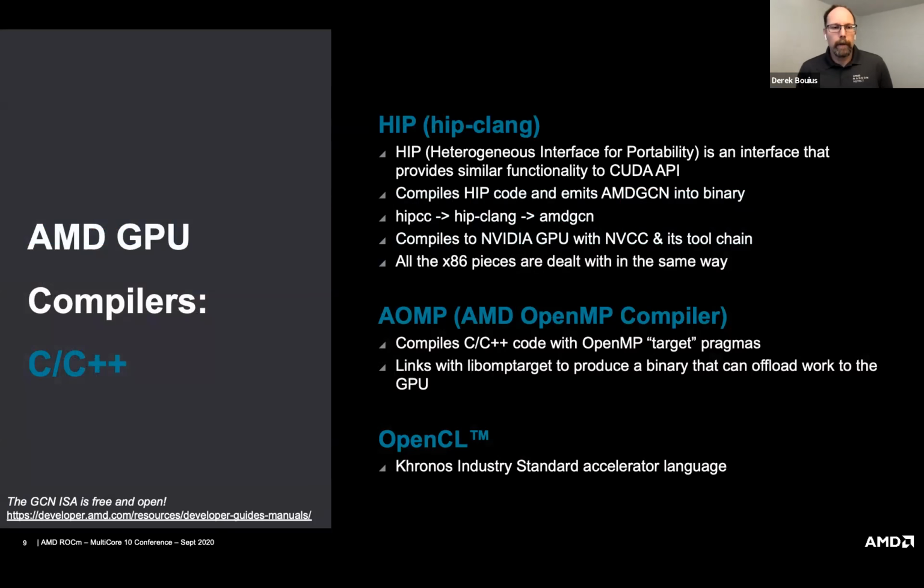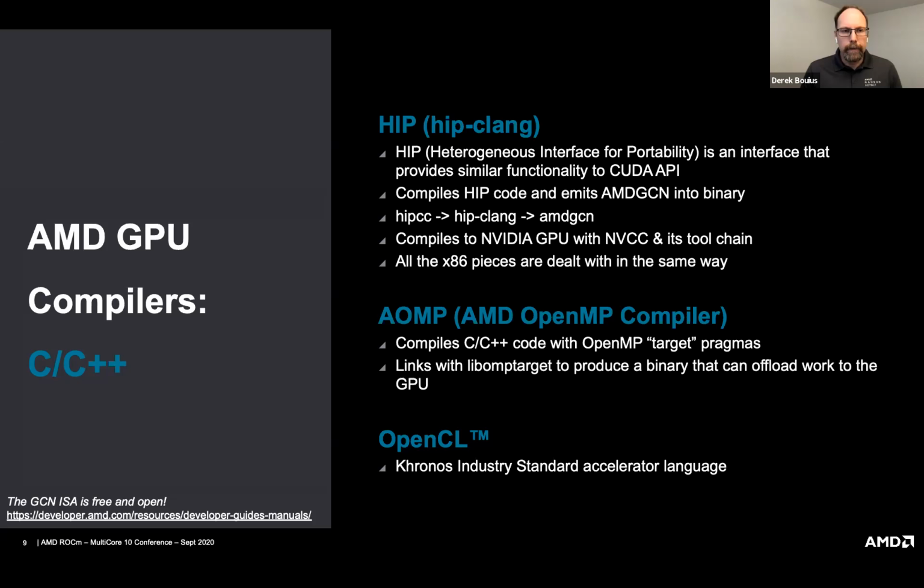So I want to talk a little bit about the compiler stack and some of the options available to compile your applications and develop for the GPUs. And first up is HIP. That's our heterogeneous interface for portability. And in a couple slides, I'll go through a bit more detail about how we have support for both NVIDIA and AMD hardware. But really, this is a compiler that's based on LLVM.